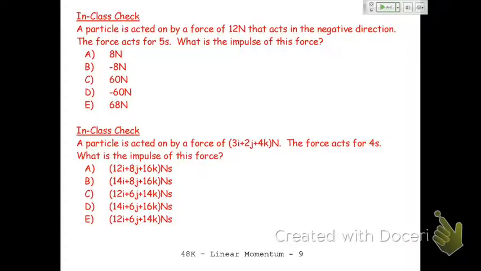A particle is acted on by a force of 12 newtons that acts in a negative direction, let's say the negative x direction. The force acts for 5 seconds. What is the impulse of that?